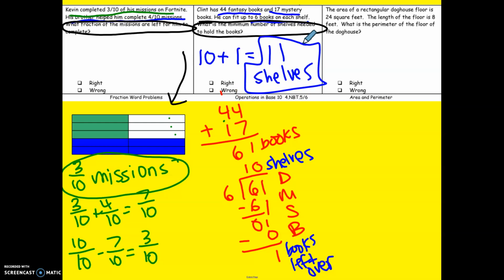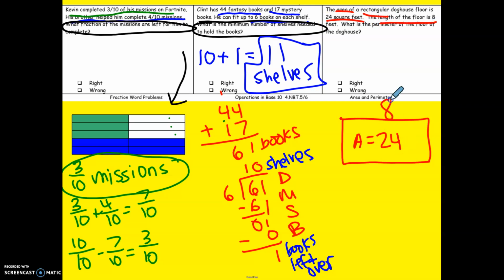Okay, last problem is asking us about area and perimeter. So I'm going to draw a model. It says the area of a rectangular doghouse is 24 square feet. Let me label that. The length of the floor is 8. And we don't know the other side. And it's asking what is the perimeter of the floor of the doghouse.